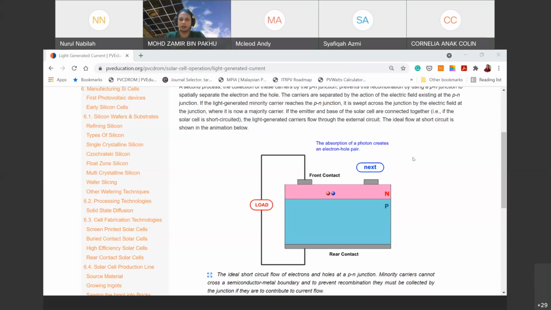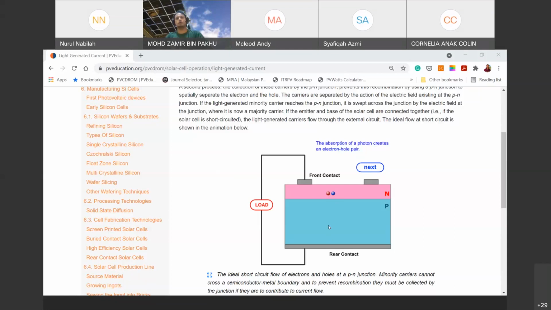As a result, the absorption of the photon creates electron hole pair, okay? So remember the 4 steps: light absorption, carrier generation, carrier separation, and carrier collection, right? 4 steps in solar cell operation. So now we are at step number 2, generation of electron hole pair. And then see next, okay, let's see. Okay, now the red one is the electron and the blue one is the hole, okay?